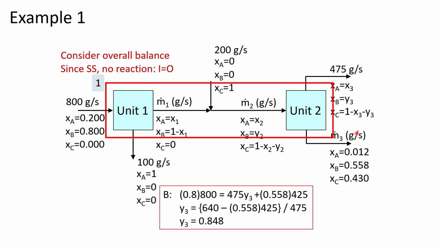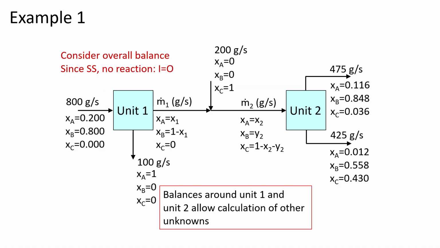We solved for m dot sub 3, we've solved for x3 and y3. The values that we calculated are shown here. And we've updated our process flow diagram so it shows all the known quantities. Balances around unit 1 and unit 2 are going to allow us to calculate the other unknowns: m dot 1 and x1 for this second product stream from unit 1, and m dot 2, x2, y2 for the mixture that's produced at this mixing point.